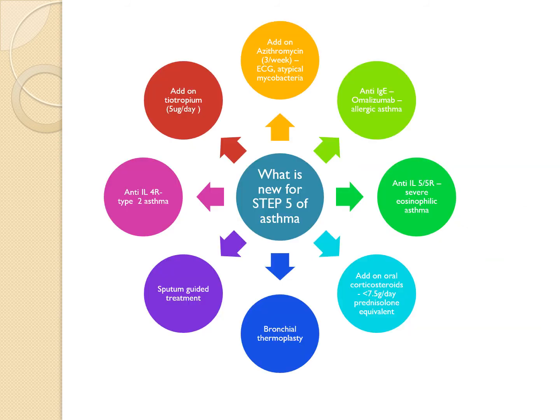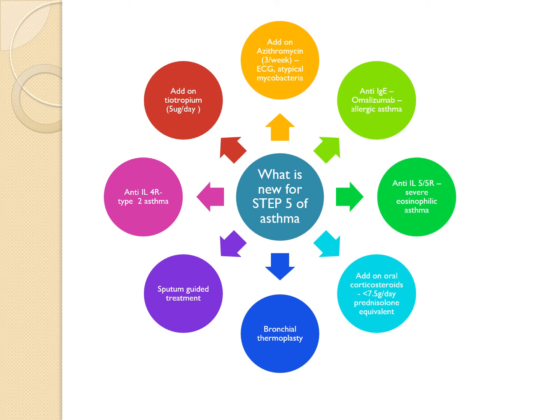What is new for step 5 management? As we discussed, when the patient is reaching step 5 with poorly controlled asthma, there are newer recommendations that have been made by GINA. So the first thing is you can add tiotropium in addition to high dose steroids plus LABA. However, the dose is a bit different from the inhaler which is available here, that is 5 micrograms. In addition, you can add azithromycin 3 times per week.